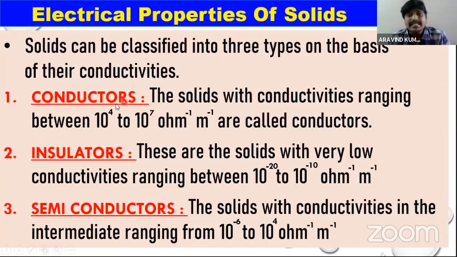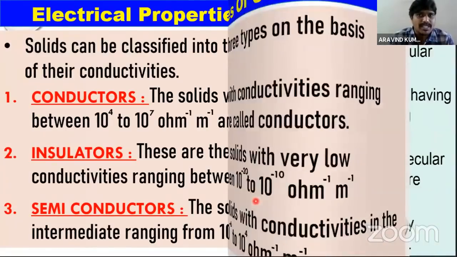Conductors range between 10 to the power of 4 to 10 to the power of 7 ohm inverse meter inverse. Next, insulators. These are solids which have very low conductivities. Whereas conductors are 10 to the power of 4 to 10 to the power of 7, insulators are 10 to the power of minus 20 to 10 to the power of minus 10, which is very, very less. The conductivity is almost negligible. Next, semiconductors. These have conductivities ranging from 10 to the power of minus 6 to 10 to the power of 4 ohm inverse meter inverse. Hope you understand. Let me go for the next one, children.